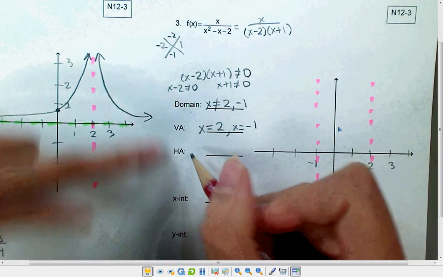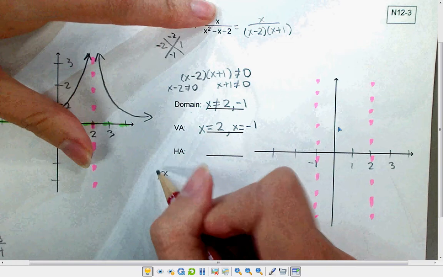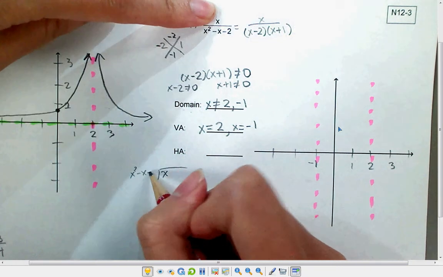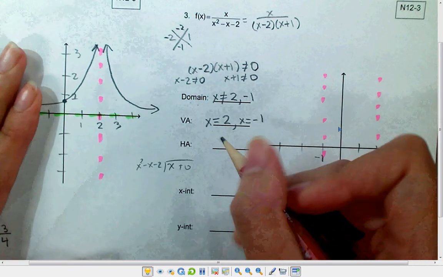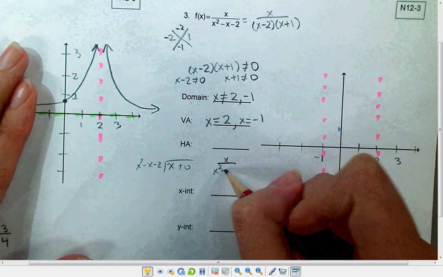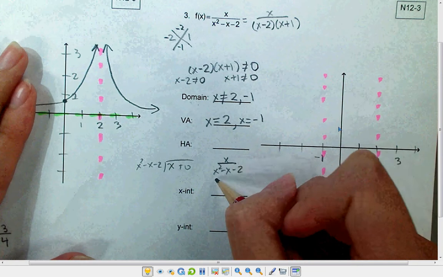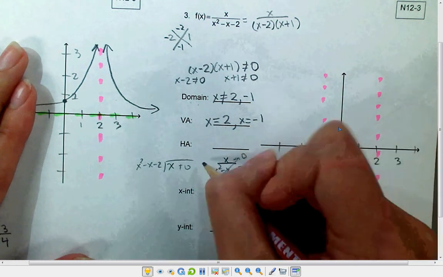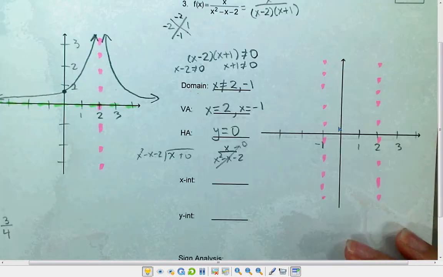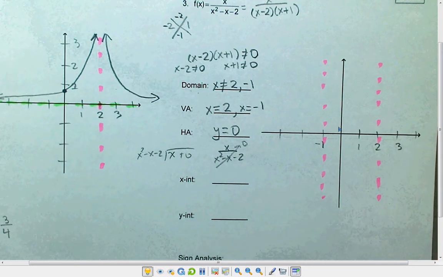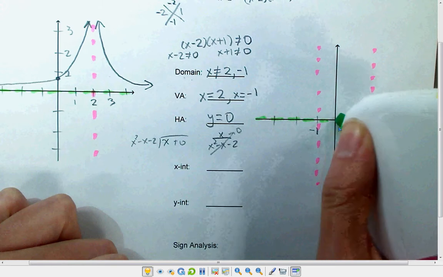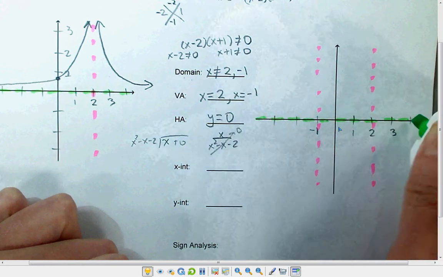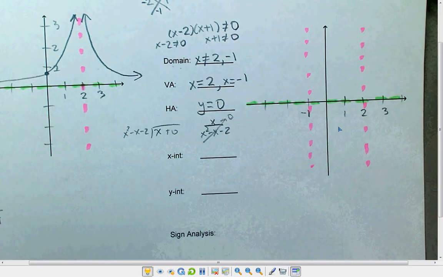Horizontal asymptote. So now I'm going to try to divide x divided by x squared minus x minus 2. Can you do x divided by x squared? No, it's already in proper form. So if this is the proper form, what happens to this fraction? It goes to 0. And so y equals 0 is my horizontal asymptote. So again, I'm going to draw this. Y equals 0 is just on the axis. And those are my asymptotes.